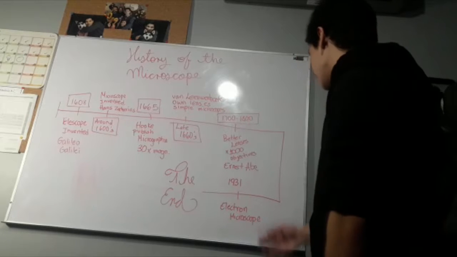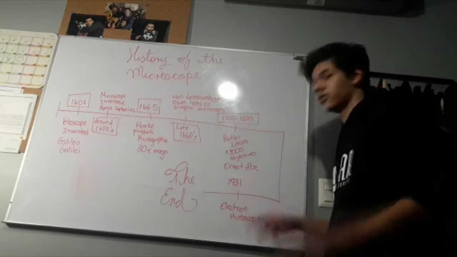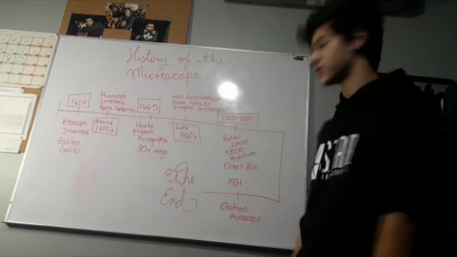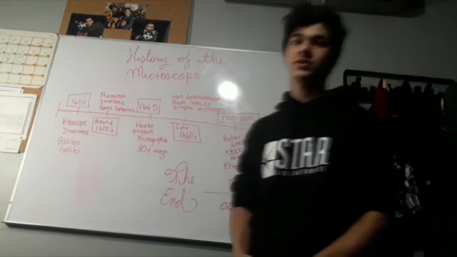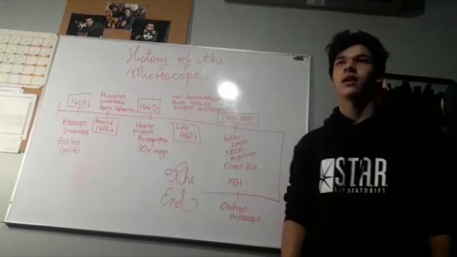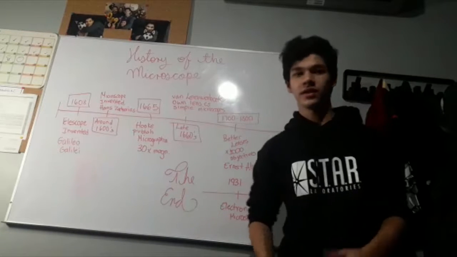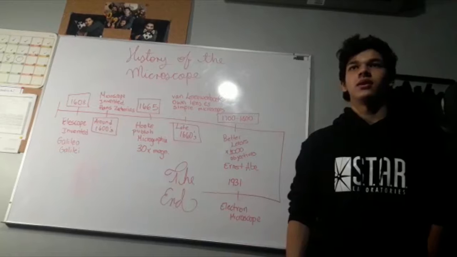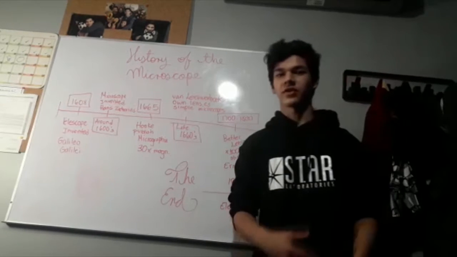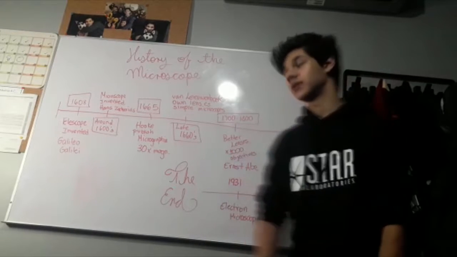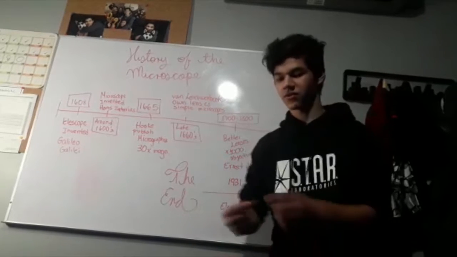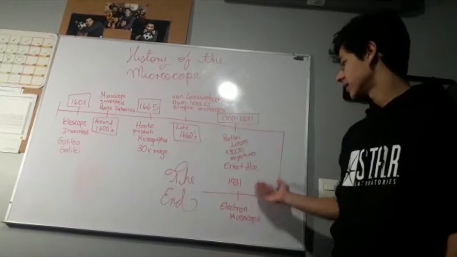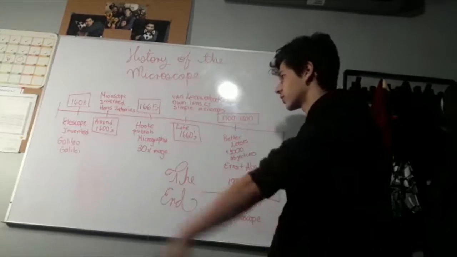And finally, the last event is the newest. In 1931, two German inventors created the electron microscope. This was first to see the cellular, the prokaryotic and eukaryotic cells, but then they discovered that they could see some electrons running around. And well, this is how we get to the end of this story.